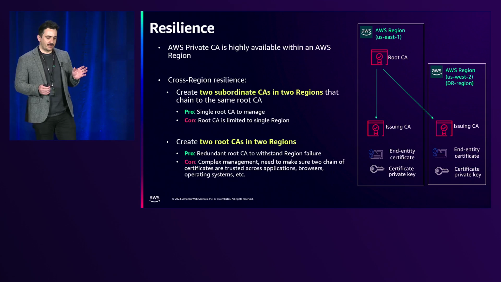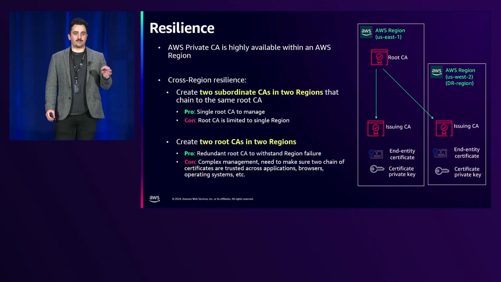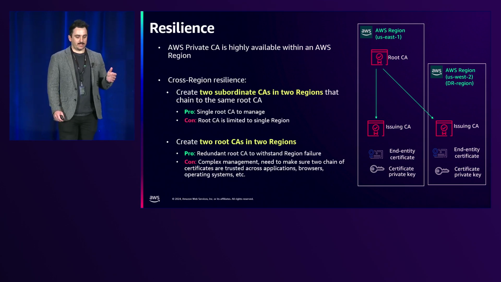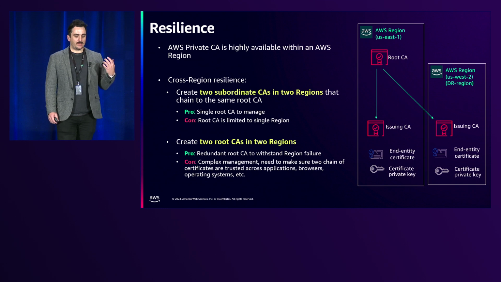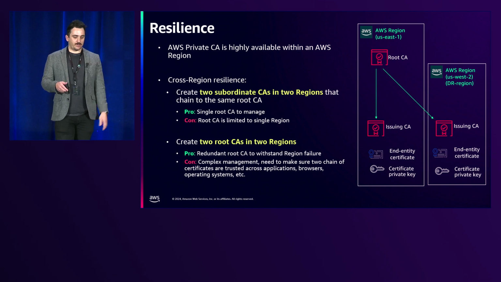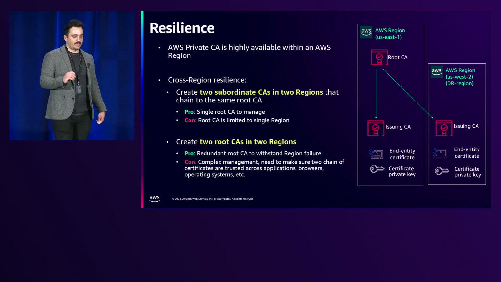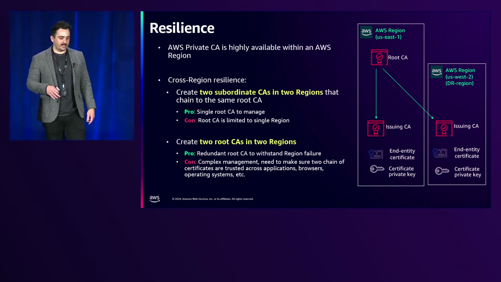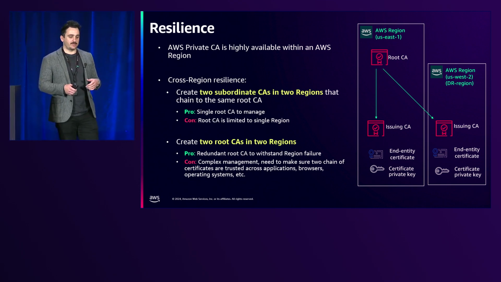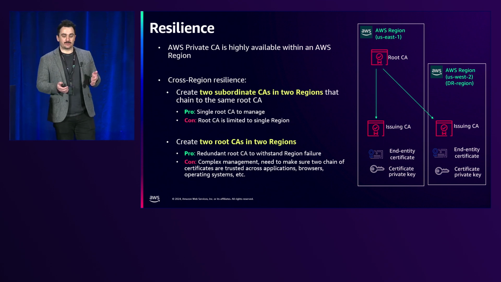One of which is having a single root certificate authority, and again, it's a regional construct. So a single root certificate authority, and then you have your issuing certificate authority or subordinate CAs in the same region, signed of course by the root, and then you could also have issuing CAs in additional regions that are also signed by that same root. The pros of this is you have a single root certificate authority that you have to manage.